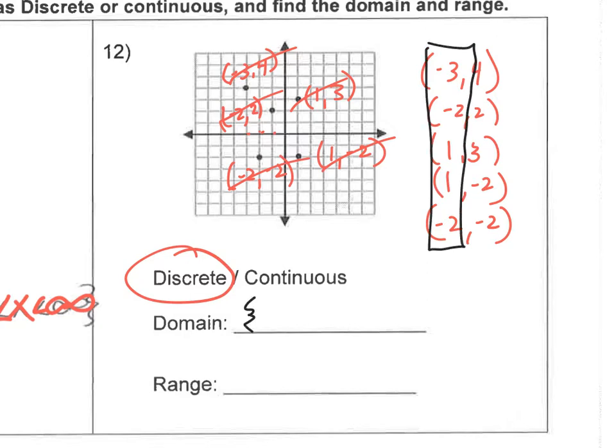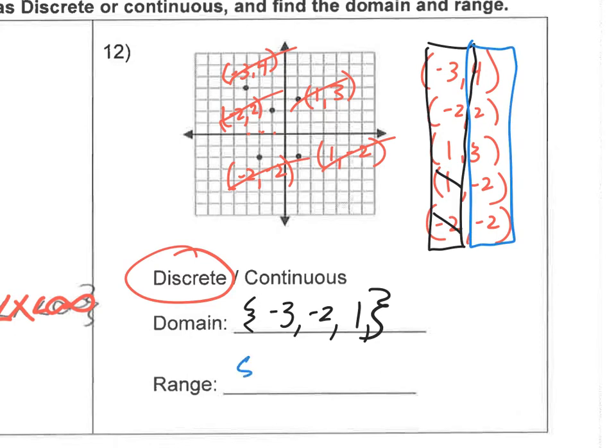So I know my domain is -3, -2, 1, and that's it. I don't write any repeating values down, so I don't have to write this one or that -2 down because it's already listed. Now my range is going to be my y values. So in this case, my range is 4, 2, 3, 4, 2, 3, and -2. And I don't have to write this second -2 down because I've already written it down once.